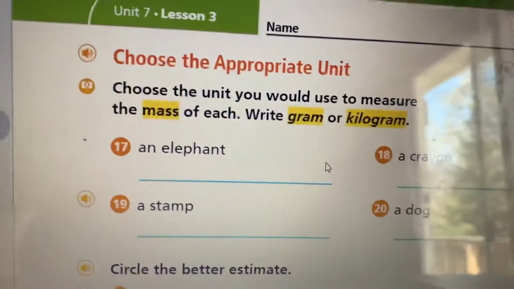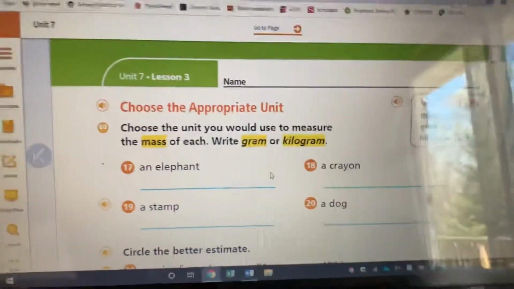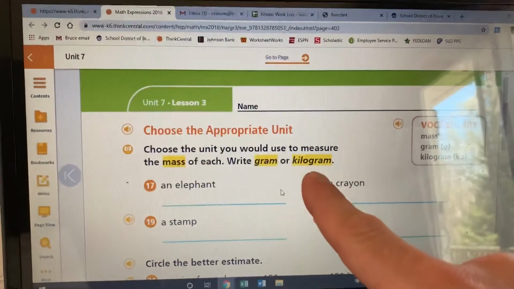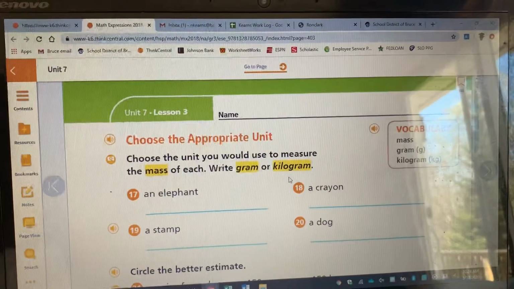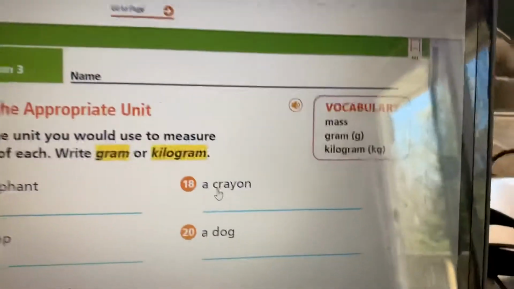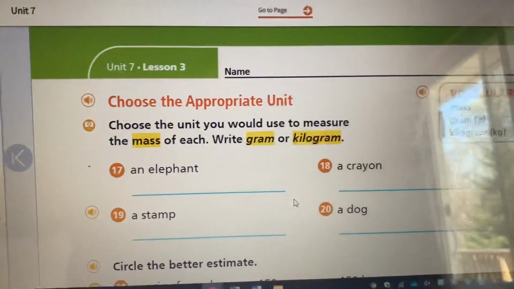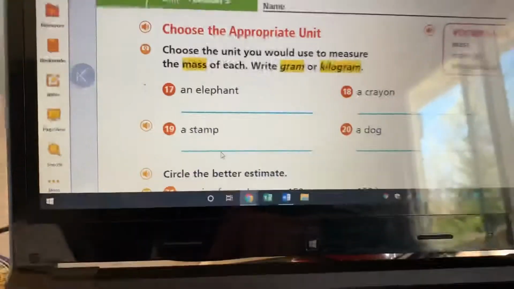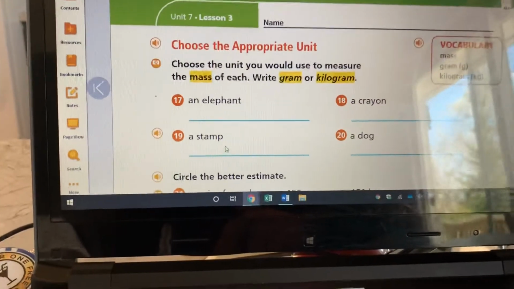An elephant is very heavy, so we would use a kilogram. A crayon is a lot lighter than an elephant, so we're gonna go with gram. A stamp, geez, a stamp hardly weighs anything. I would definitely use a gram for that.